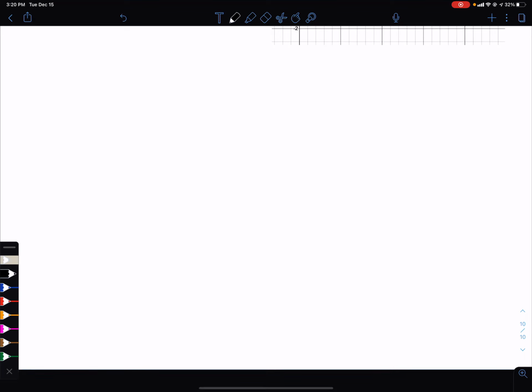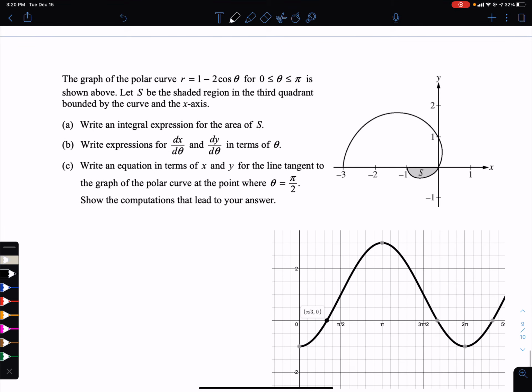All right, last example. What year is this? Let me try to remember. I have it saved here. This is 2009 Form B. So part A, this is number 4, so this is non-calculator. 2009 Form B, no calc on this. So write an expression for the area of S.